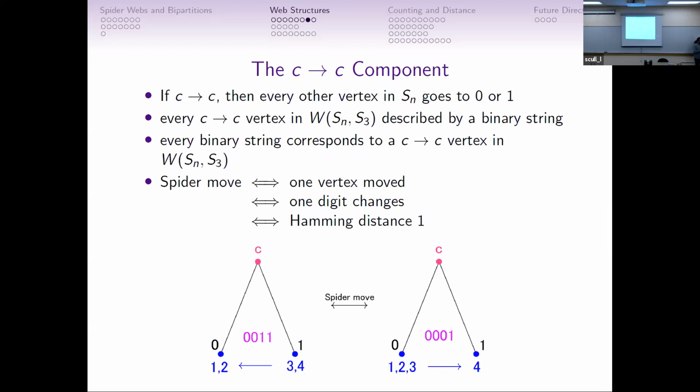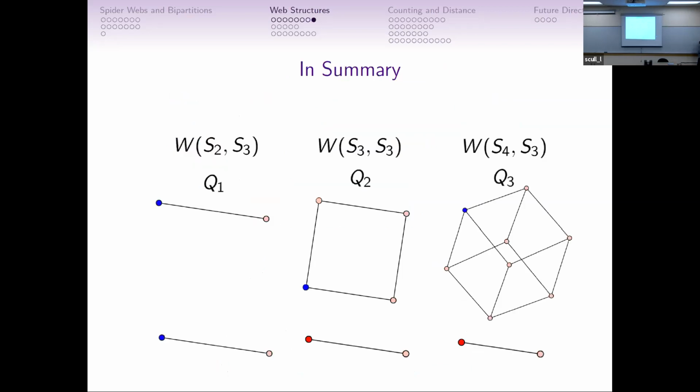These binary strings differ by a single digit, which means they are Hamming distance 1. Also equivalently, we can see how the 3 is moving back and forth, which means they are a spider move. Spider moves correspond to Hamming distance 1, so our web will just be the cube Q_{n-1}. We have length n-1 binary strings. So in summary, you can see how the domain S_n corresponds to the cube Q_{n-1}.